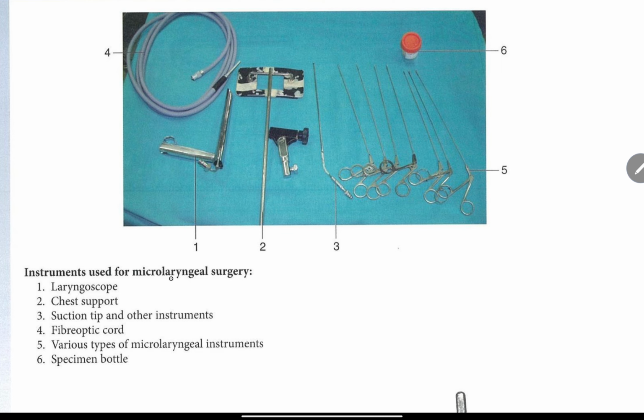Instruments used for microlaryngeal surgery. One is a laryngoscope, two is a chest support, three is the suction tip and other instruments, four is a fiber optic cord, five, various types of microlaryngeal instruments, six is a specimen bottle.